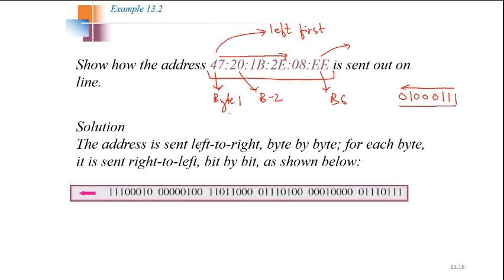So once we send 47, we will not send it as written. It will be the opposite. This one will be sent first, then this one, then the next, and the next, then the zeros, and then 1 and then 0 will be sent. This is how it will be sent.